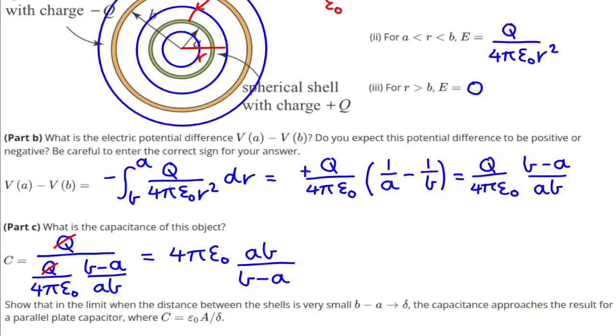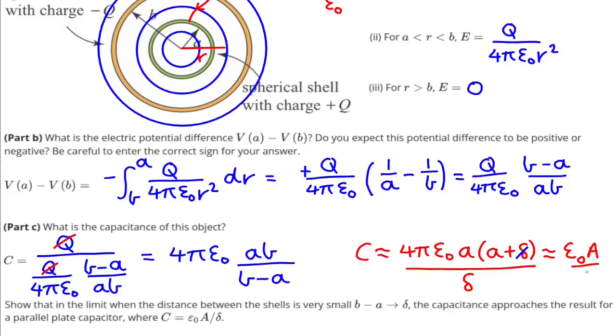And show that in a limit, when the distance between the shells is very small, the capacitance approaches the result for a parallel plate capacitor. So as B approaches A, we can approximate the capacitance as 4 pi epsilon naught by A, and we substitute B is equal to A plus delta. And B minus A in this approximation is delta. So in the numerator, delta is much smaller than A, so our expression for the capacitance becomes epsilon naught by A on delta, where A in this case is 4 pi epsilon naught by the square of the radius of the inner shell.